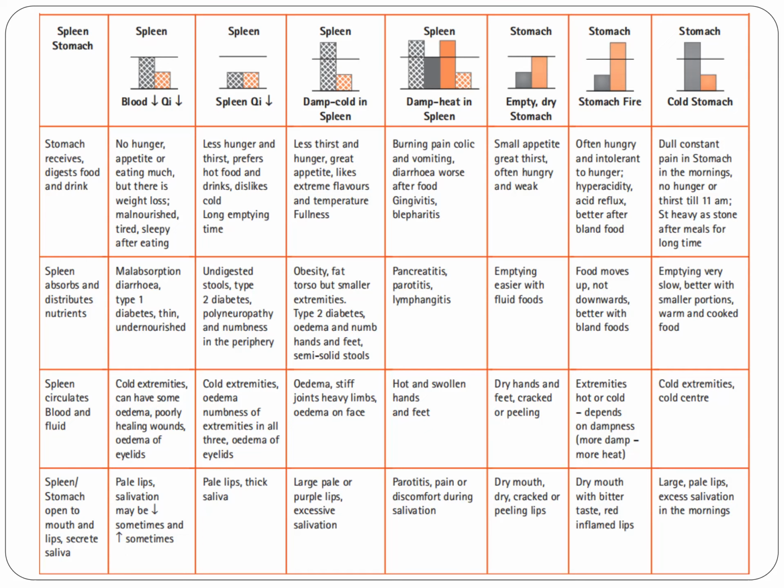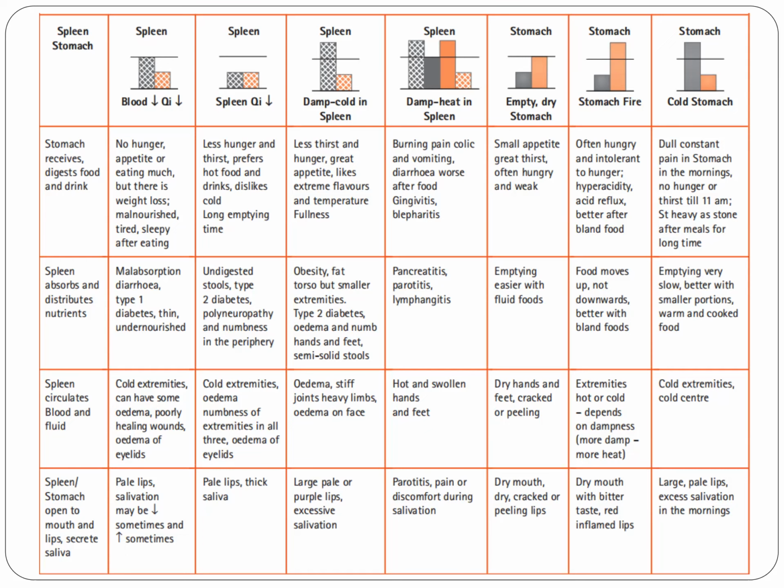So if one has edema with stiff joints, heavy limbs, edema on the face, that's damp cold in the spleen. I hope you're trying to visualize the picture of the patient, the profile of the patient, as we read along. Hot and swollen hands and feet, that's damp heat in the spleen.